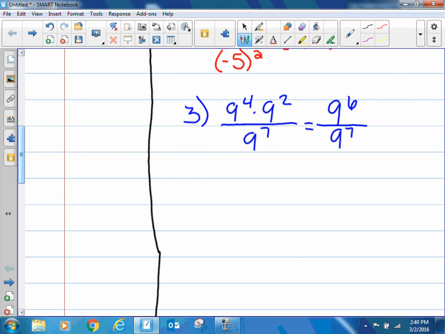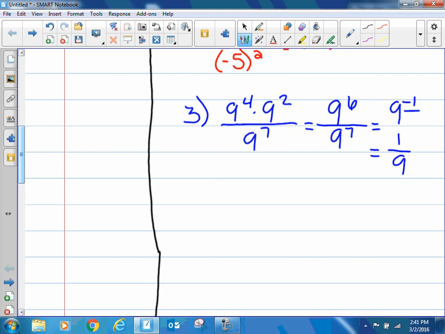So this is going to give me, let's say I subtract. So I have 9, and I do 6 minus 7, and that gives me a negative 1. I can't have a negative exponent, so that's an exponent that's not happy, so I have to make it happy and put it on the bottom, 1 over 9. That is the technical way to go about this.